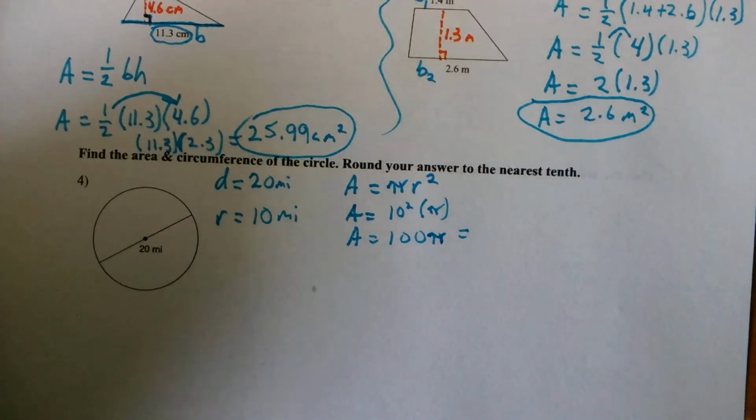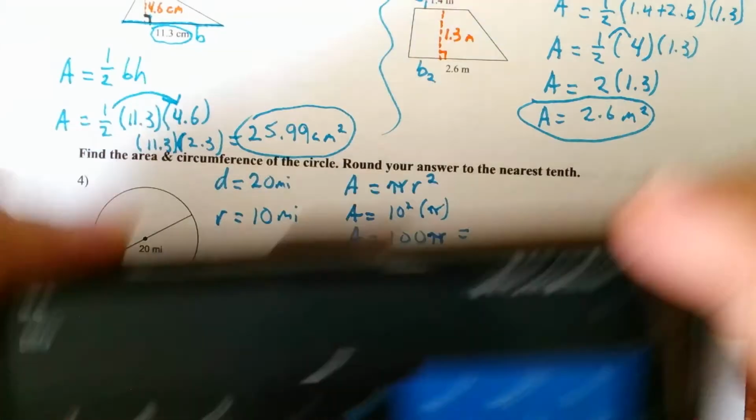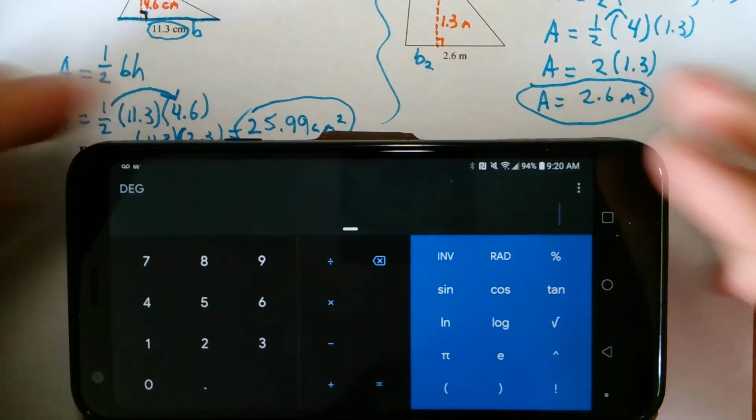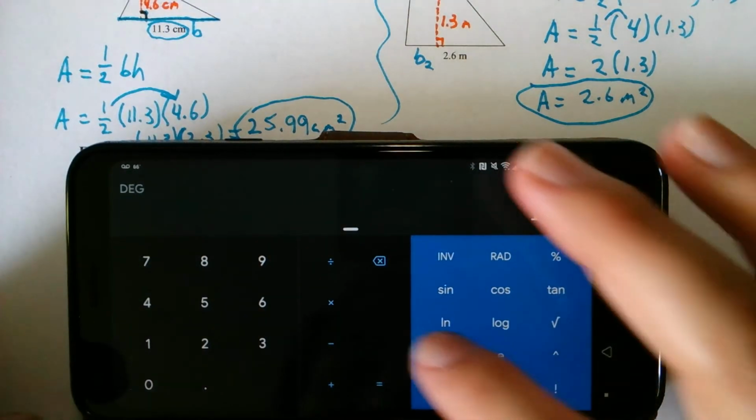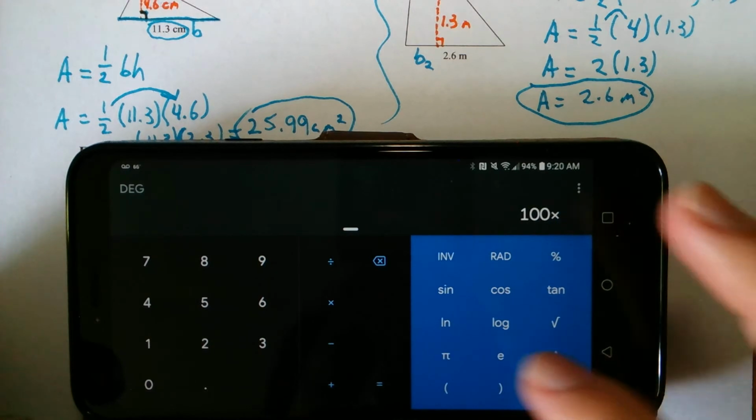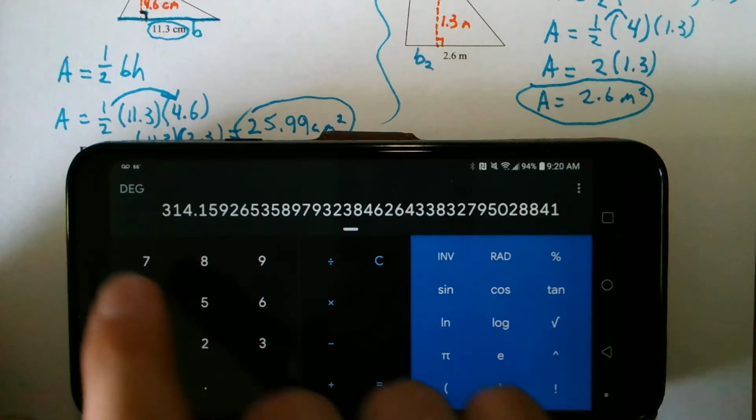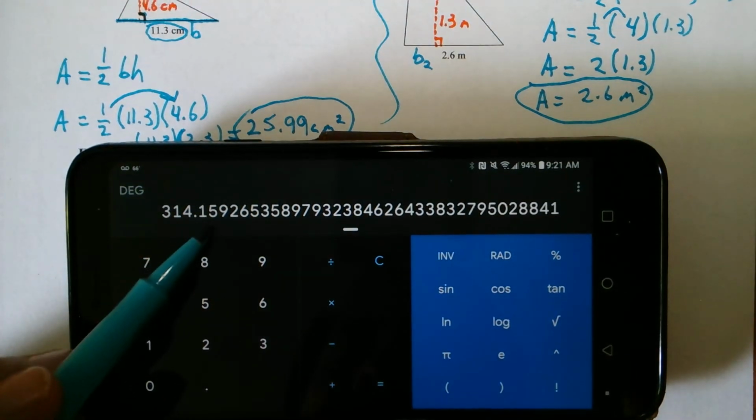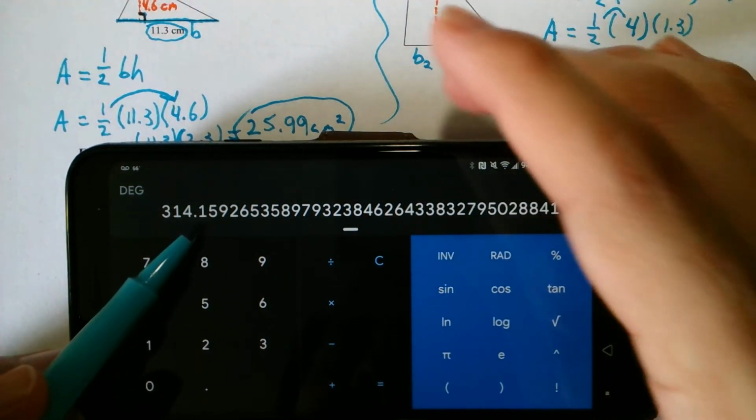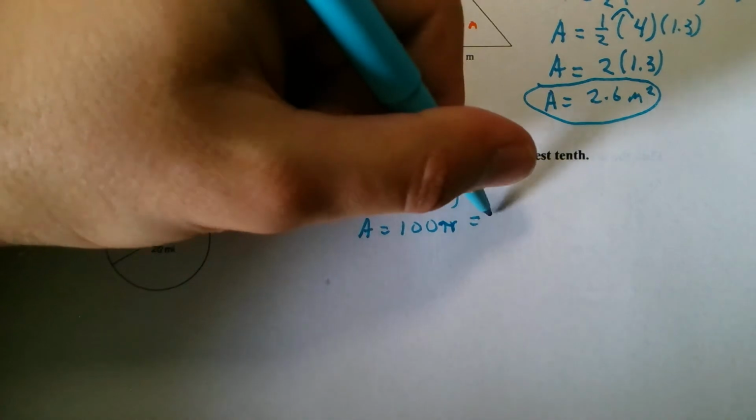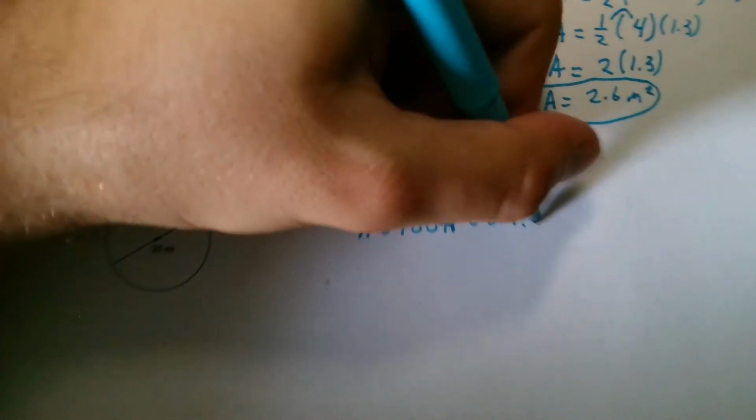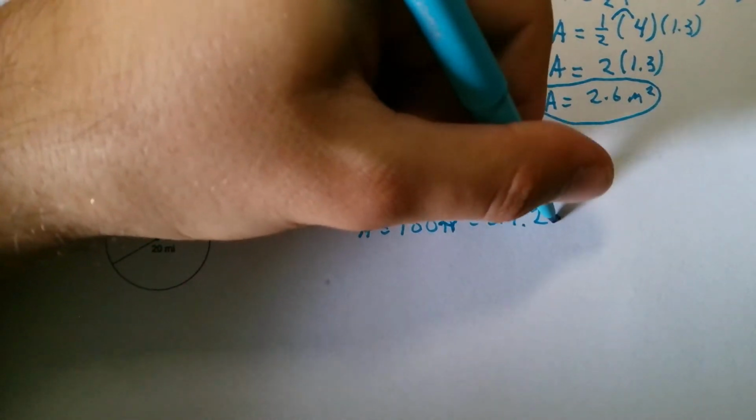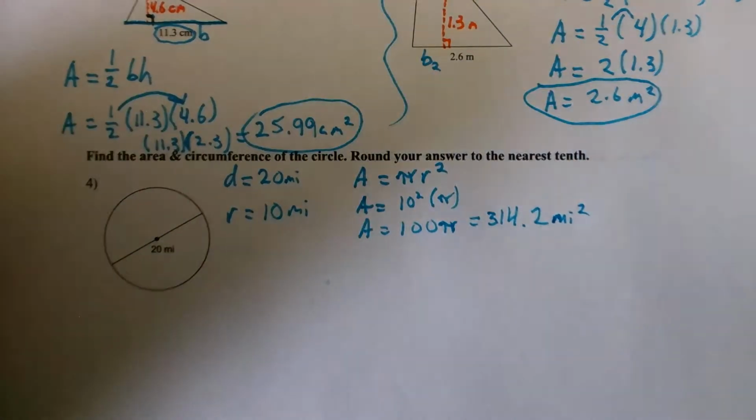Cool. And then in my calculator, let's see if we can put that up here. Yeah, there we go. I'm going to do 100 times the pi button. That's going to be this long number. I'm going to round that to the nearest tenth. I see a 1 with a 5 after it, so I'm going to round that 1 to a 2. So our final answer would be 314.2 miles squared.